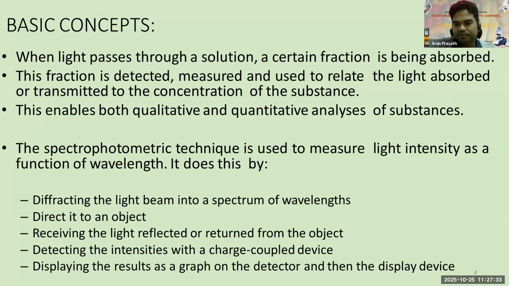The basic concept of spectroscopy: when light passes through a solution, a certain fraction of the light is absorbed. This fraction is detected and measured as light absorbance and transmittance, and it is correlated with the concentration of the substances. This enables us to do qualitative and quantitative analysis of the substances.